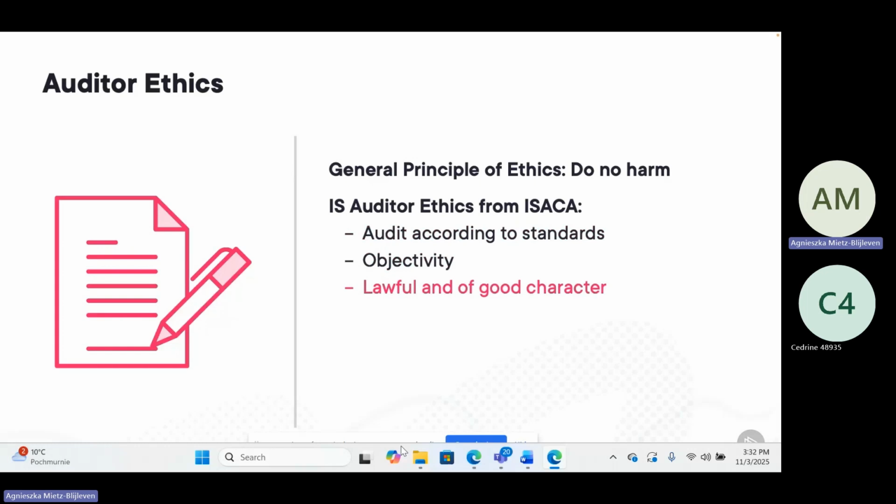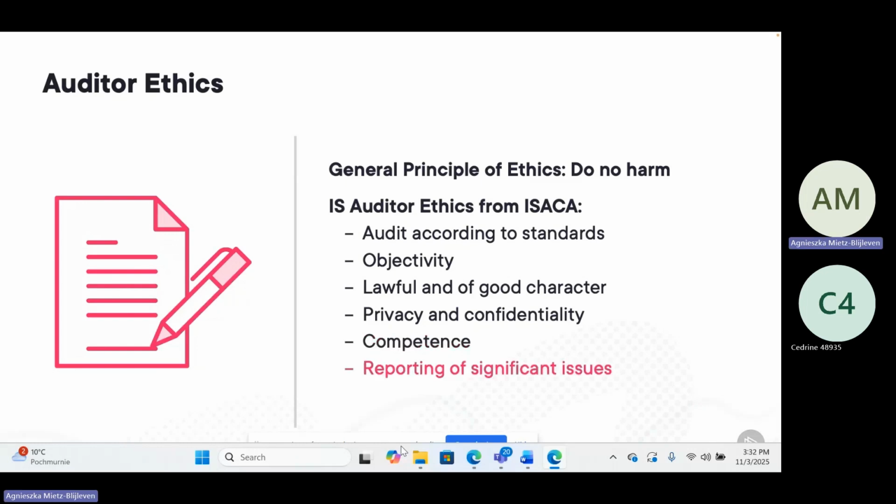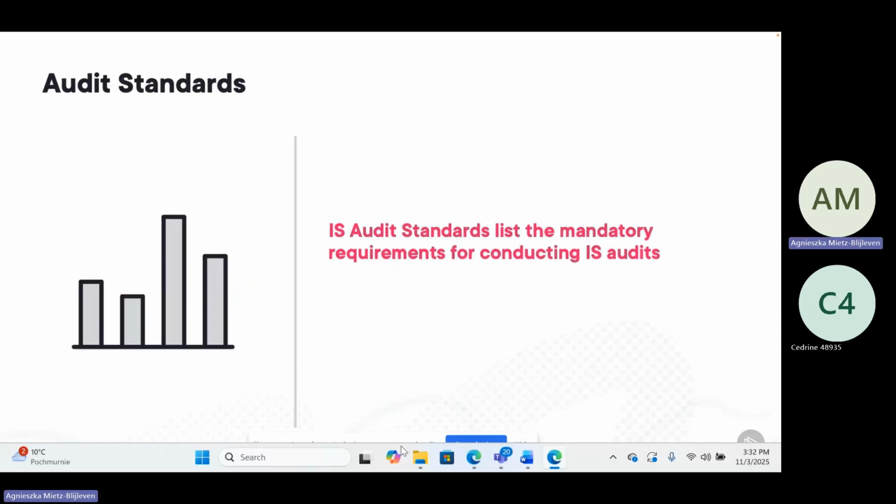As auditors, we should be lawful and of good character, and we must respect the privacy and confidentiality of the information we are able to see when we are conducting an audit. We should never audit something for which we don't have the required skill or competence, and we must maintain the correct level of competence for audits as well. We must report on any significant, or sometimes we see the word material, issue. We should also use audits as a way to educate the stakeholders on, for example, risk and compliance and good practice. Audit standards list the mandatory requirements for conducting information systems audits as well.